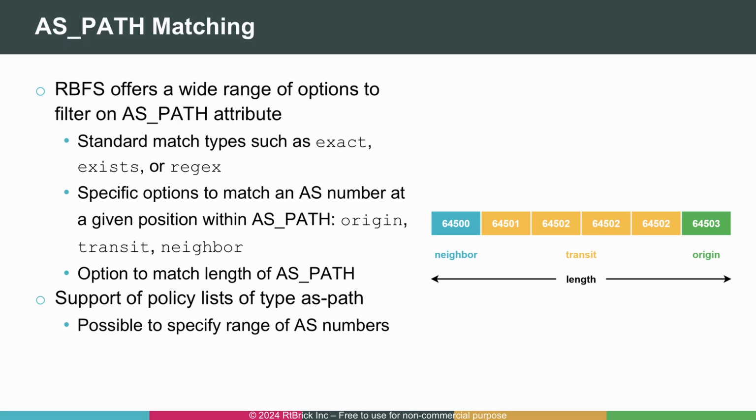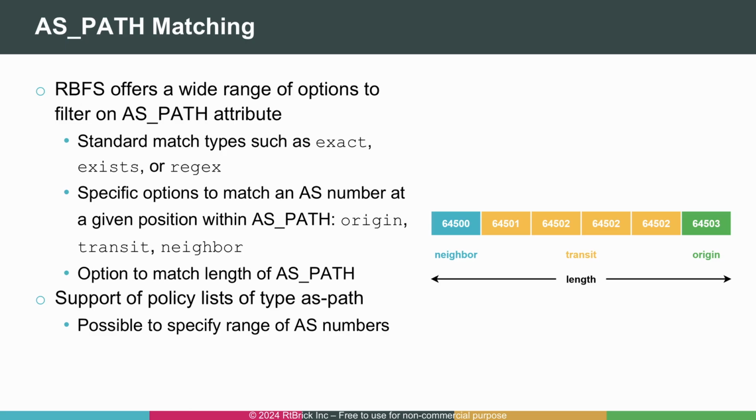With exact, the AS path must match the given value exactly. With exists, it's sufficient for the AS path to contain the specified AS number. Although regular expressions are powerful tools, when matching entries in the AS path, it is often more convenient to treat an AS number as an atomic value. In RBFS, there are specific options optimized for this purpose: origin, transit, and neighbor.